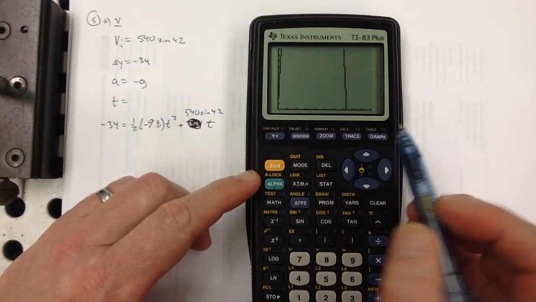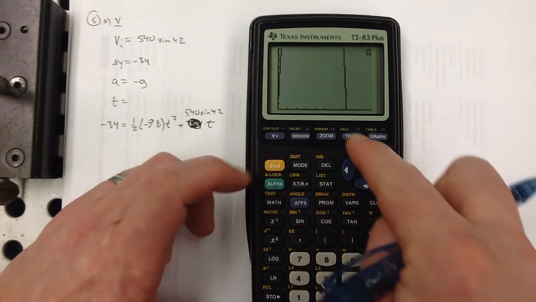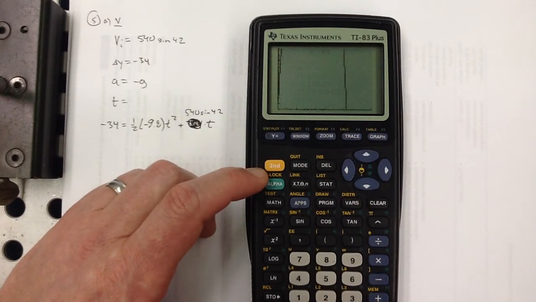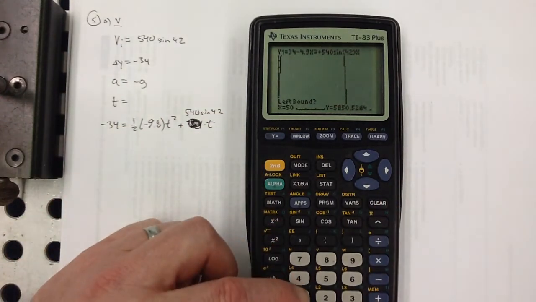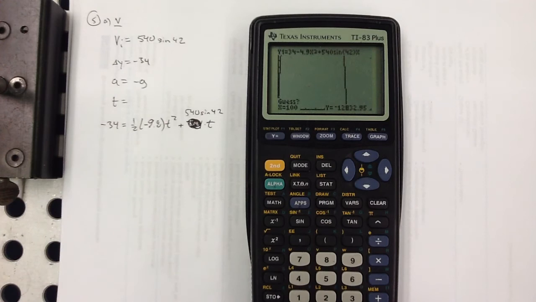It looks like it crossed somewhere between 70 and 80 seconds. So I'll find that 0. And it's between 70 and 80, but it's definitely on my screen between 0 and 100, just to be very conservative about it. 73.8 seconds.